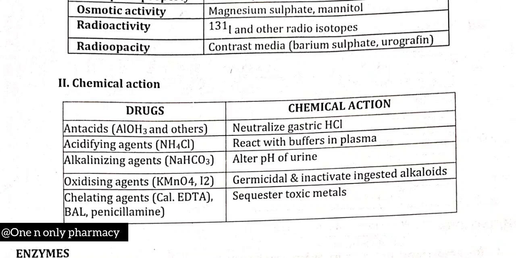Second, acidifying agents, ammonium chloride, its chemical action: reacts with buffers in plasma and produces its action. Second, alkalizing agent, sodium bicarbonate, chemical action: alters pH of urine. Second chemical action, oxidizing agents, potassium permanganate or iodine. Their chemical action is germicidal and inactivating ingested alkaloids. Second, chelating agents like calcium EDTA, ethylenediaminetetraacetic acid, and BAL, British anti-Lewisite.